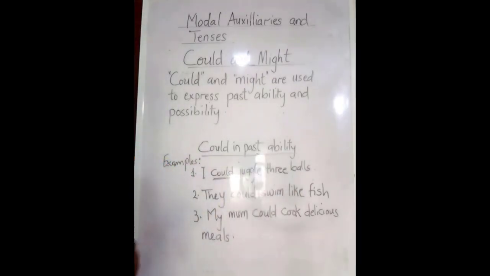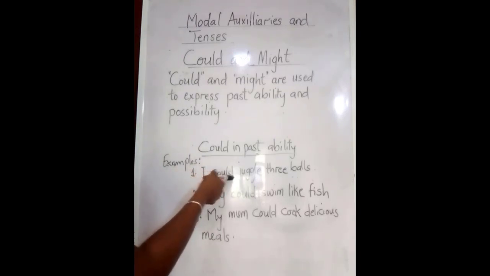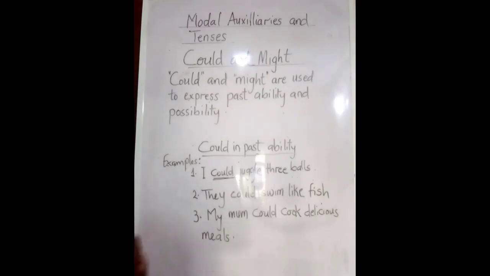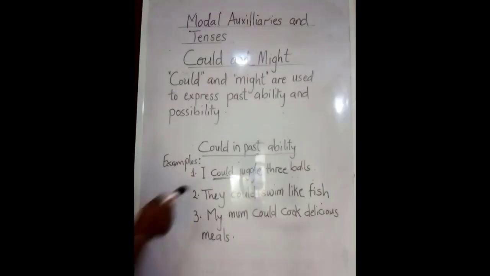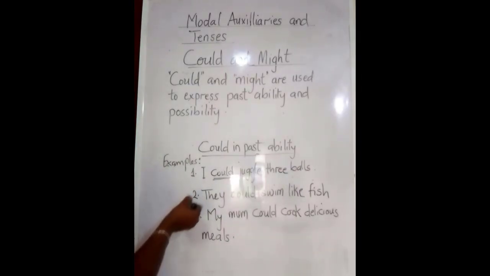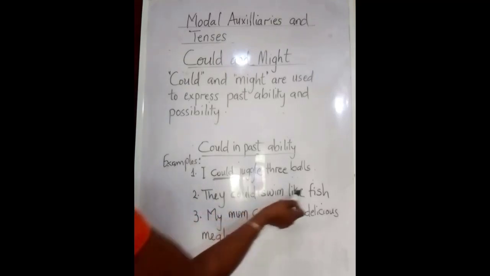Now, if somebody says "I could juggle 3 balls," the person is simply saying this is something I could do in the past, but right now I can't do it. It's something that is in the past, a past event, a past action. So whenever you see could being used like this, it often implies something that happened in the past. I could juggle 3 balls. Now I cannot.